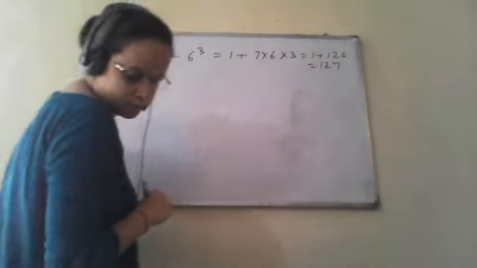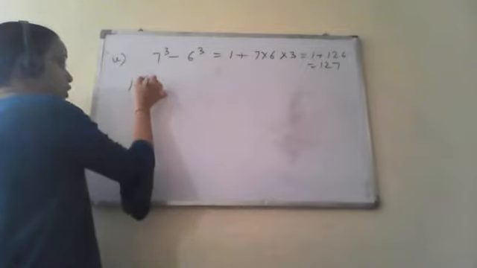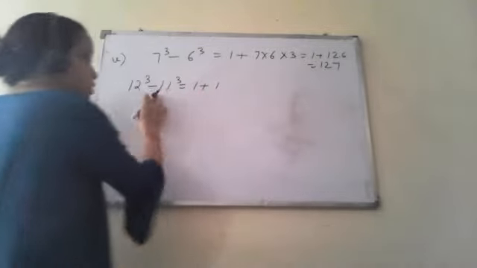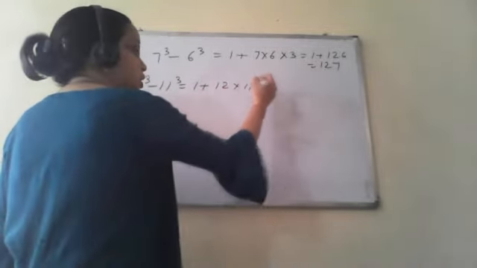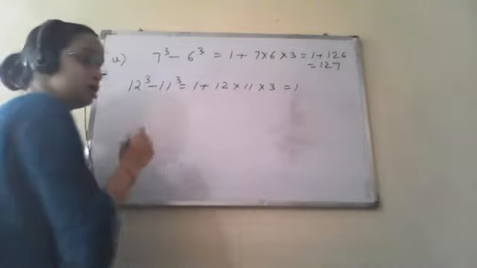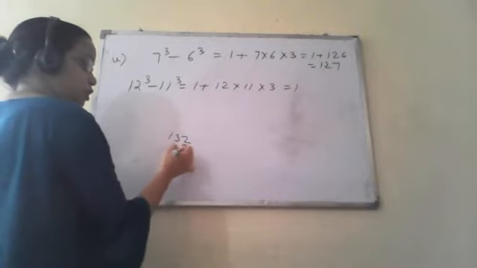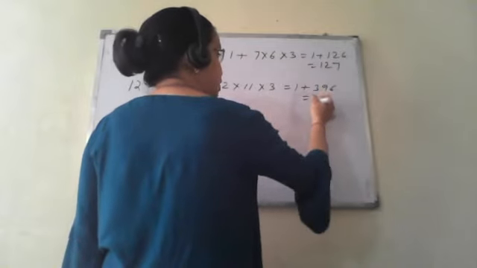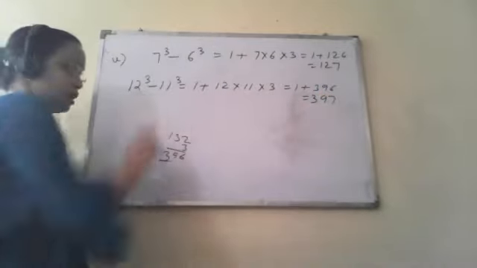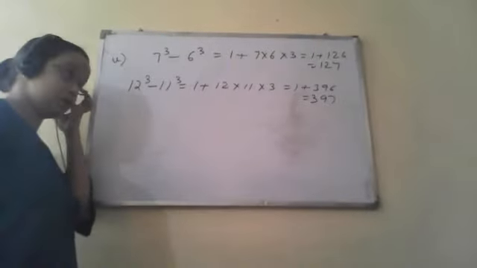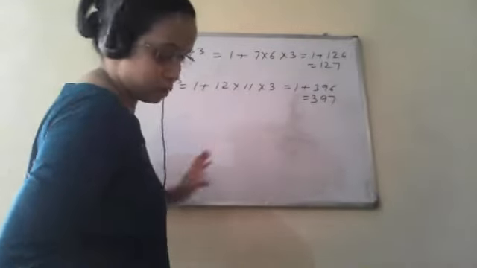Okay. Next is 12 cube minus 11 cube. It will be 1 plus the product of these numbers, that is 11 into 12 into 3. 11 into 12 is 132. 132 into 3 will be 396. 1 plus 396 is 397. So you can calculate directly, otherwise you can use this formula. There is no need of calculating the cubes of the numbers because this is a fixed pattern, but the numbers should be consecutive.